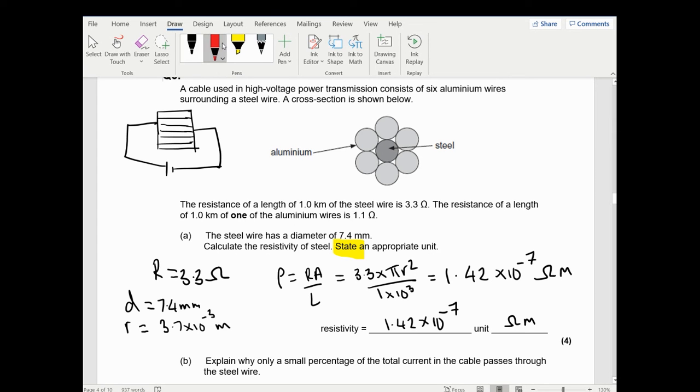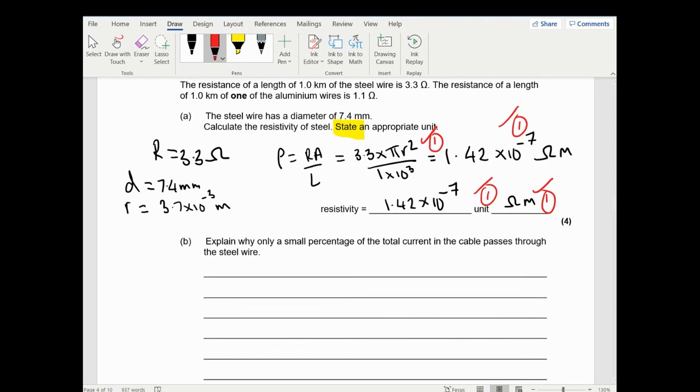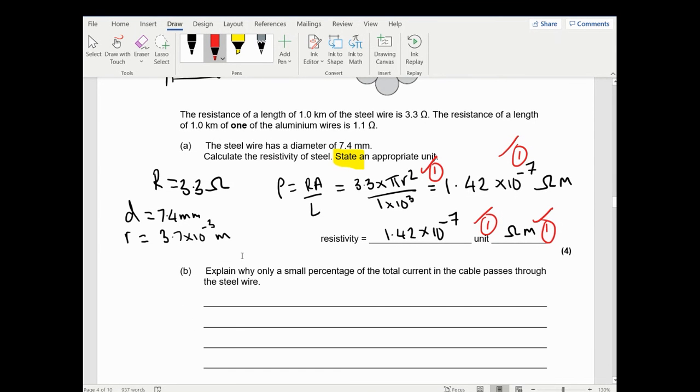So mark-wise, you get one for calculating the area, one for the unit, one for this here, and one for doing the sum there. You can lose both marks if you forgot to convert, but they will allow you if you accidentally use the diameter instead of the radius. Okay, so a really nice 4-mark question there for resistivity, and quite simple.